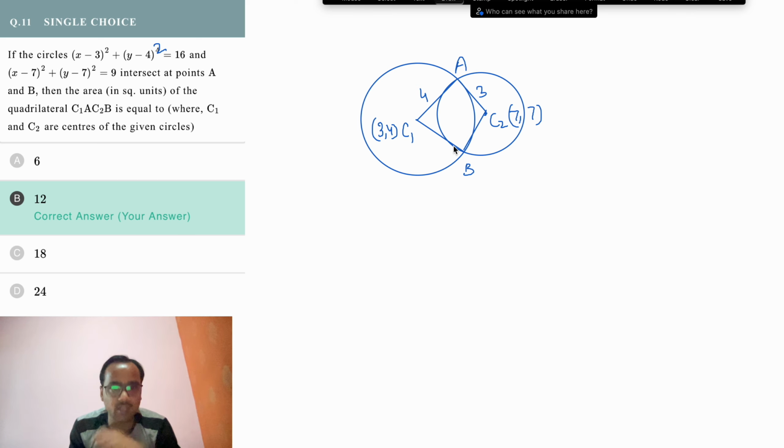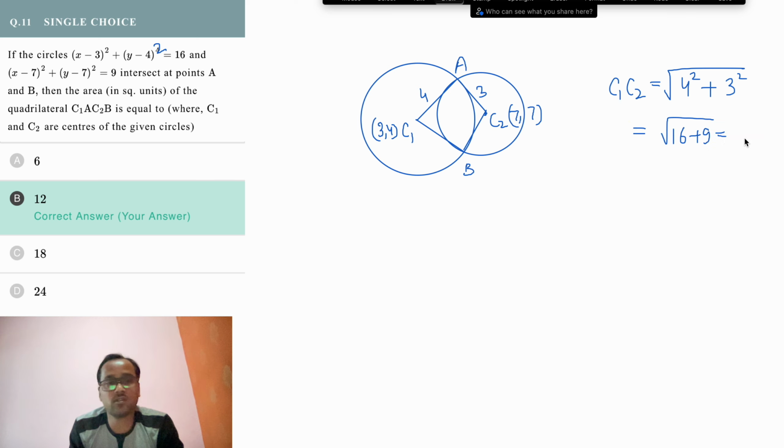If you observe in this question, the distance between C1, C2 is what? Why am I calculating the distance between C1 and C2? By looking at the 3, 4, the numbers 3 and 4 are telling me it can be a right angle triangle. Let me check once again. So what is C1, C2? C1, C2 is (7 minus 3) whole square, that is 4 square, (7 minus 4) whole square, that is 3 square. So root of 16 plus 9, that means 5. The C1, C2 gap is 5 units.